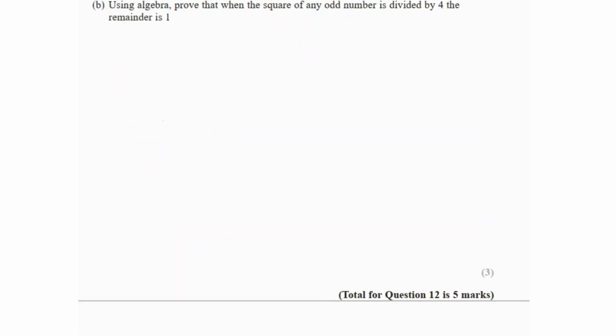Then it says using algebra, prove that when the square of any odd number is divided by 4, the remainder is 1. So first we need to write an odd number. So an odd number would be 2n plus 1. Let's say this is an odd number. So they're saying prove that when the square of any odd number is divided by 4, the remainder is 1. So now we square this odd number.